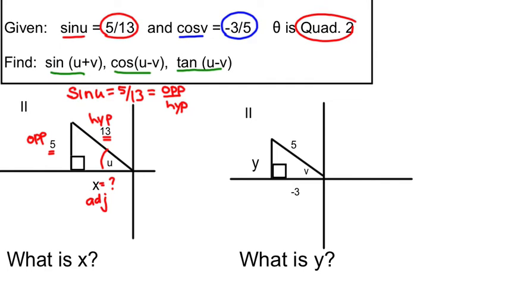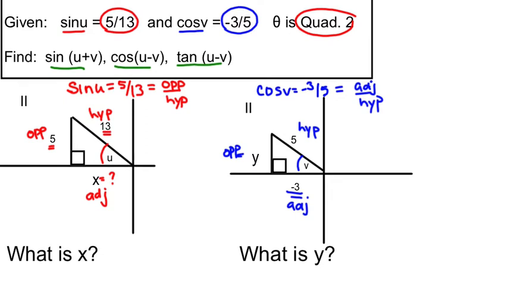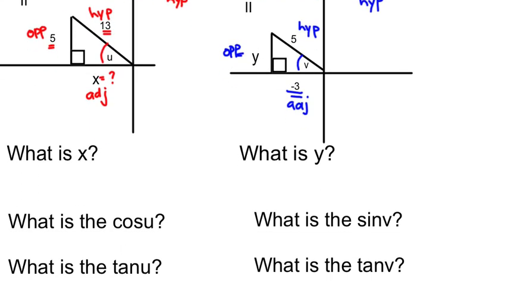Now let's come over to the other angle. The cosine of v equals -3/5. We're going to again draw that triangle. Cosine of v, for right triangle trig, is adjacent over the hypotenuse. So my adjacent is -3. My hypotenuse is 5. And then I have this side opposite, which I'll call y, is unknown.